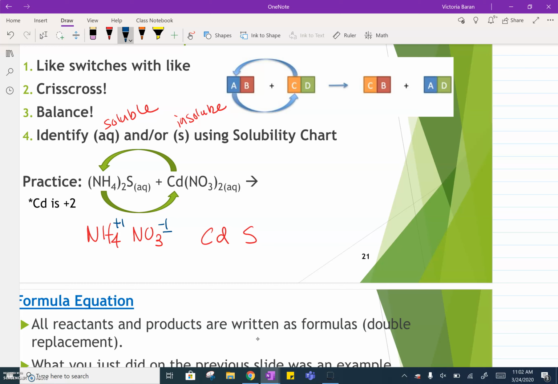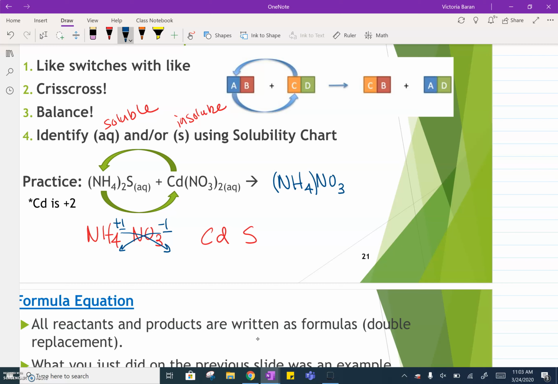So this 1 becomes the subscript here, and this 1 becomes the subscript here. Now, since we don't have to write the 1, if you'd like to, you can, but you don't have to, okay? I would just write as my final answer the final compound, NH4NO3.